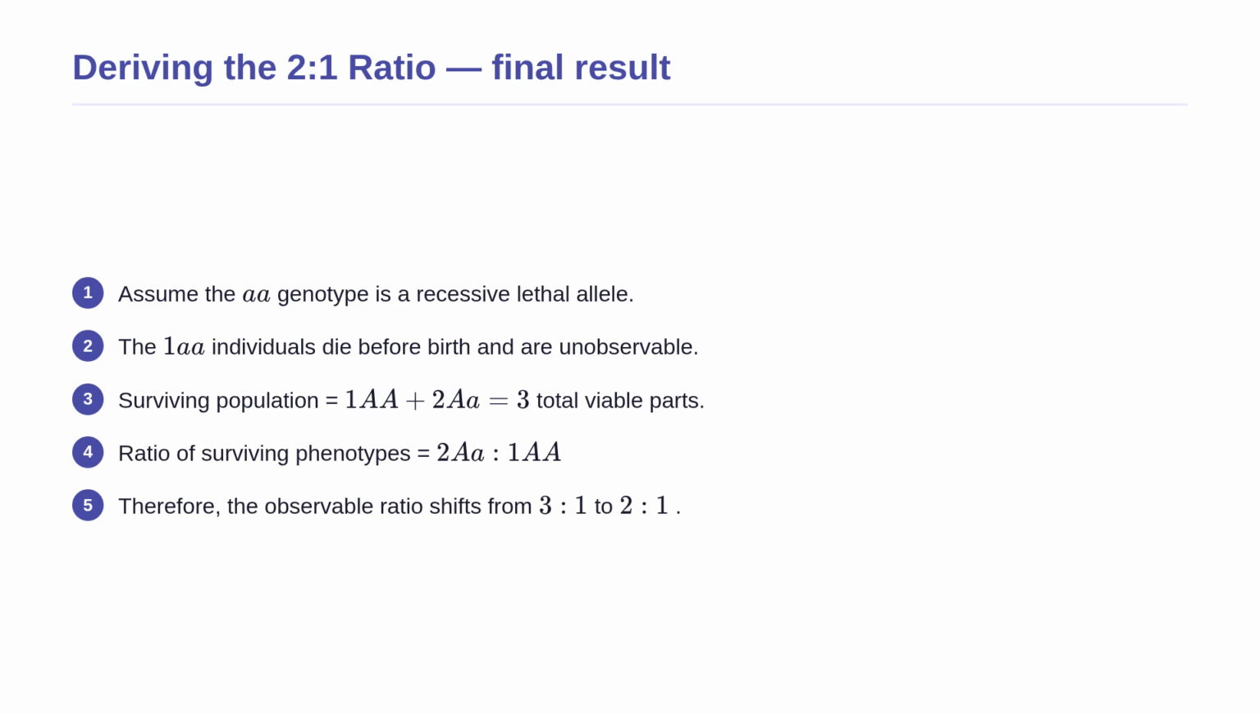3 total viable parts. When we look at the ratio of surviving phenotypes, we compare the 2 heterozygotes to the 1 surviving homozygote. Therefore, we have mathematically proven that the observable ratio shifts permanently from 3-to-1 down to 2-to-1. This proves why Cugnot saw smaller litters and no pure-breeding yellow mice.